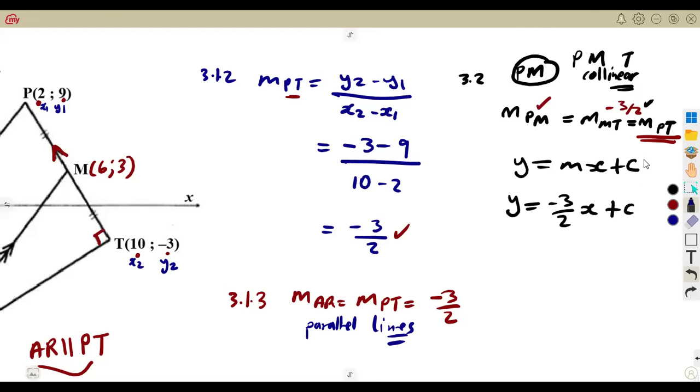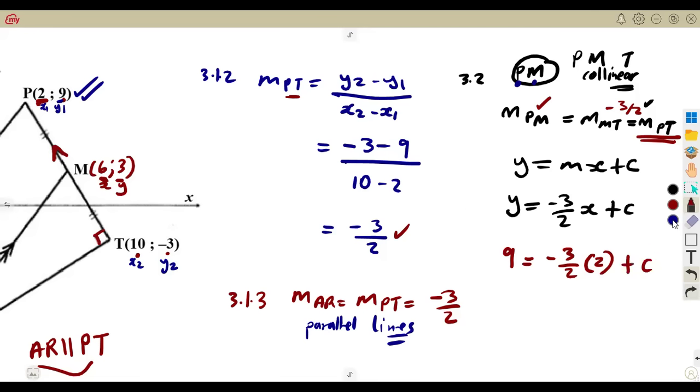So we need to find the c from any point as long as it lies on PM. P is there, M is there, we can take any point. So I'm going to use the point P where we are given x and y there. Y is equal to 9. So 9 in place of y. So we're going to substitute 9 is equal to minus 3 over 2 times x. And x on this point is what? It is 2. So you substitute the point as it is, x and y. You can substitute M, 6, and 3 in place of x and y, and you're still going to obtain the same value of c.